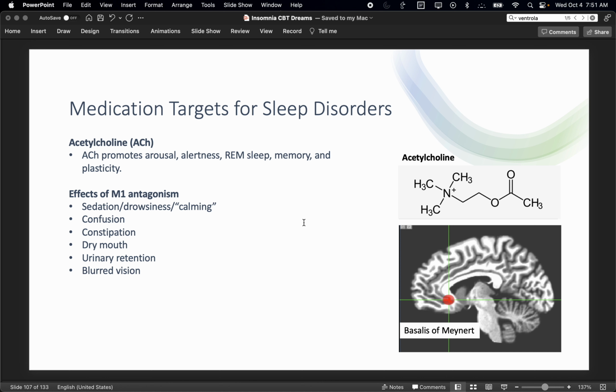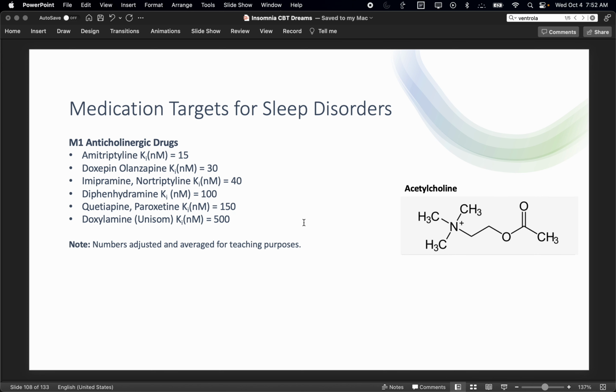Whenever a person's anxious, we use a euphemism in psychiatry, we say it's calming, but it's sedating. Acetylcholine blockade at M1 can lead to confusion, constipation, dry mouth, urinary retention, and blurred vision. So not our favorite thing for geriatric patients or patients with benign prostatic hypertrophy or any of that kind of stuff. So I'm going to flip through these slides quickly as we get to them. It's just for a case in point.